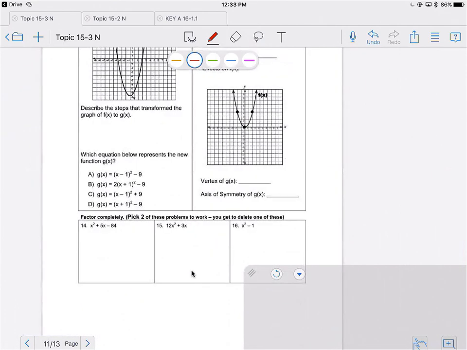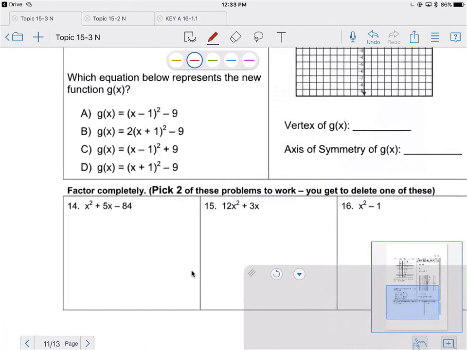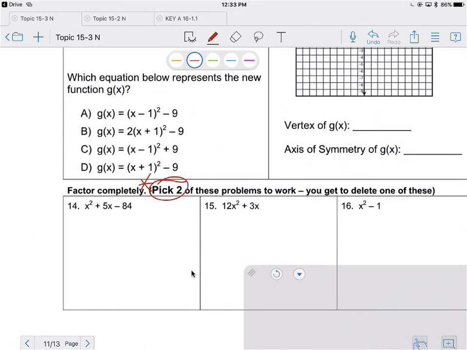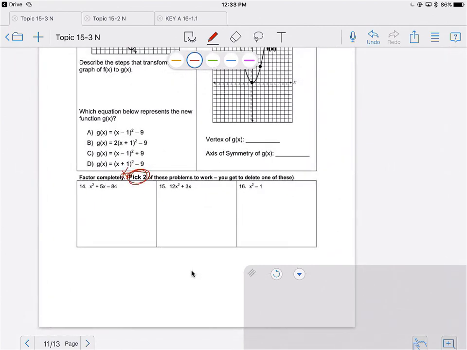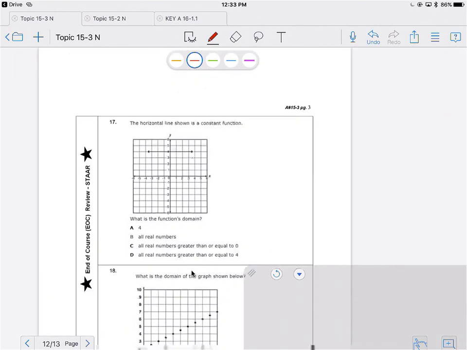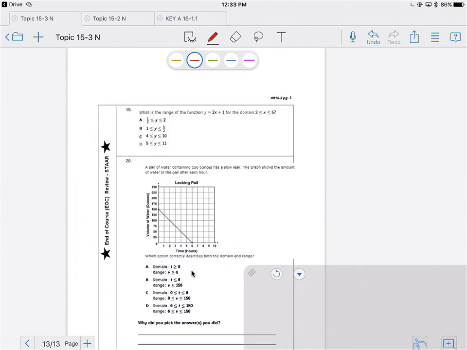This looks very similar to our notes. Notice down here, 14, 15, 16, you're asked to pick 2. You can delete 1, so choose one of 14, 15, or 16 to skip. And then we have some EOC review to finish us off.